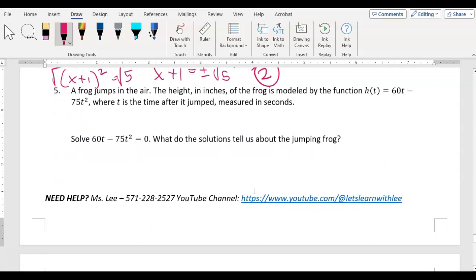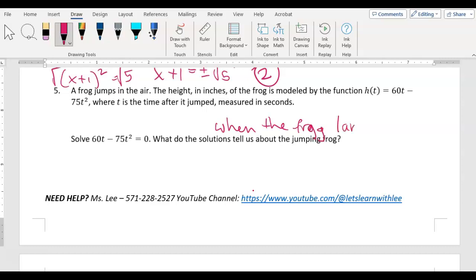All right, our last one is a real life situation-ish. A frog jumps in the air. The height in inches of the frog is modeled by this function, where t is the time after it jumped, measured in seconds. It says solve 60t minus 75t squared equals 0. What do the solutions tell us about the jumping frog? So you can solve this in any way that you know how. You can use your quadratic formula, you can use factoring, whatever you would like. The solutions, though, are going to tell us when the frog landed.